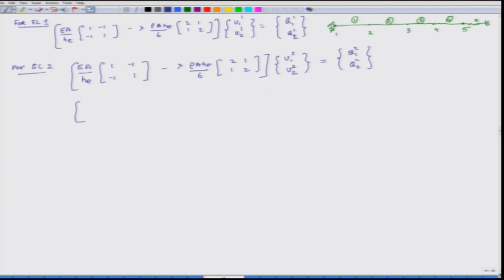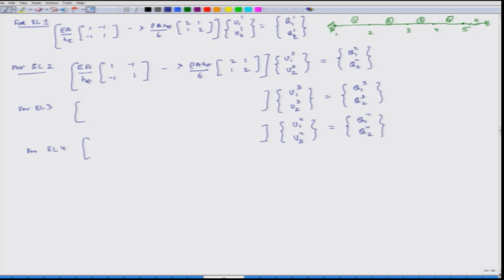Likewise, I will have another set of equations for element 3, and here the u vector will be u1, u2 superscript 3 equals q1, q2 with superscript 3. And for element 4, again a similar set of equations: u1, u2 superscript 4 equals q1, q2 superscript 4. Okay.